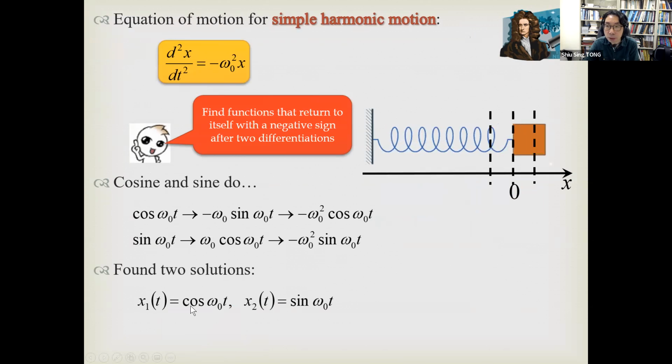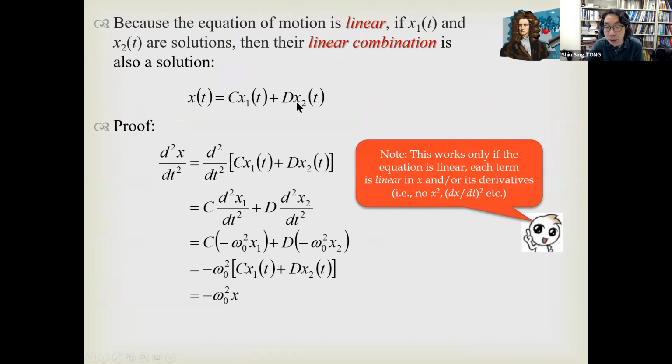And then we assume the solution to be of the form of either cosine omega naught t or sine omega naught t. We find that both of them satisfy the equation. When you take two derivatives of cosine or sine, it just goes back to itself with a factor of minus omega naught square coming out, which exactly satisfies this equation. So both cosine omega naught t and sine omega naught t are solutions to the problem. And because the equation is linear, a linear combination of the two solutions is also a solution.